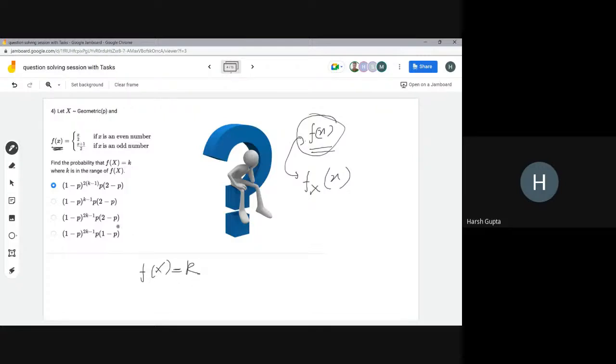First of all, write what is given in the question and what is being asked. Find the probability of this, which means we need to find the value of fx of k. And this capital X is inside the function. What is capital X? It is geometric P, right? So we need to find the probability that fx equal to k.